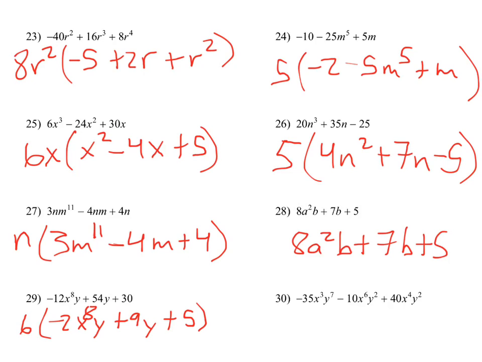Moving on to 30. Let's look at the numbers first. What's the biggest number that goes in all of those? And that's going to be 5. And now looking at the variables. If you have multiple variables, you can factor out one of them if you want to. Figure out what's the least amount of x's available in all of them. That's going to be x to the 3rd, so we can pull out x to the 3rd. And what's the least amount of y's available? That's going to be y to the 2nd, which is in both of those.